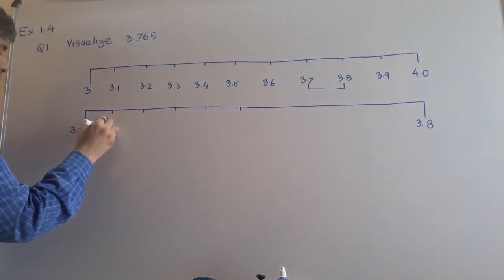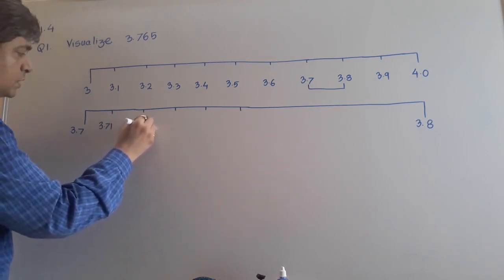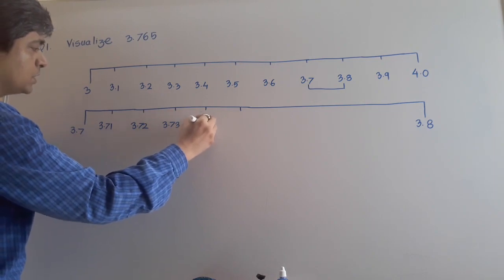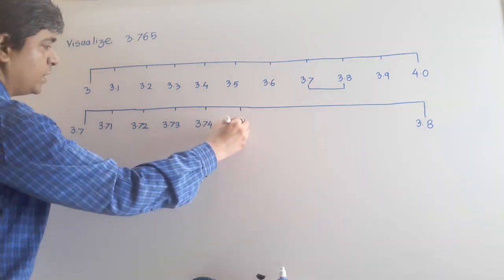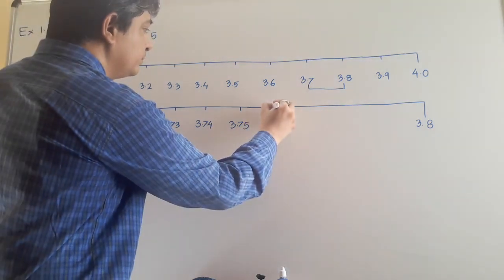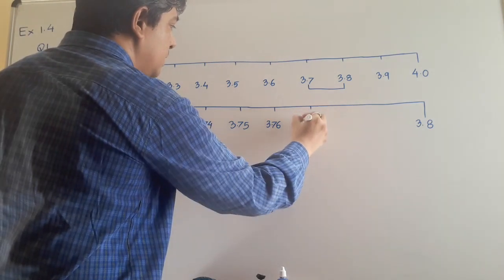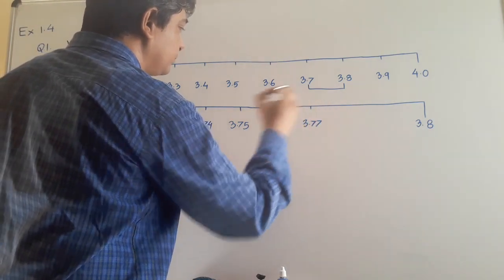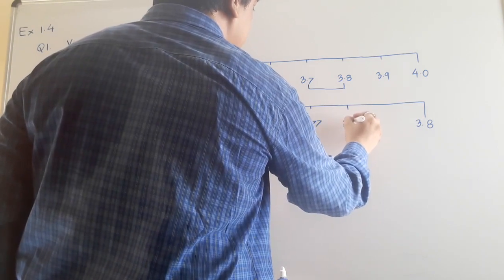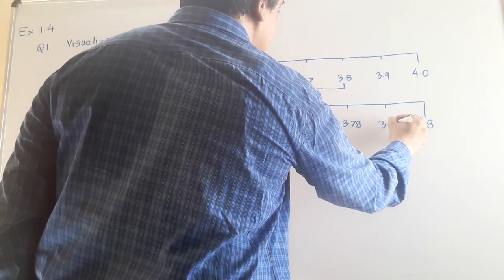So the first point value will be 3.71, 3.72, 3.73, 3.74. In the same way I can mark the remaining points. So let me mark here. This is 3.76. This will be 3.77. Okay, this will be 3.78, and the last one is 3.79.